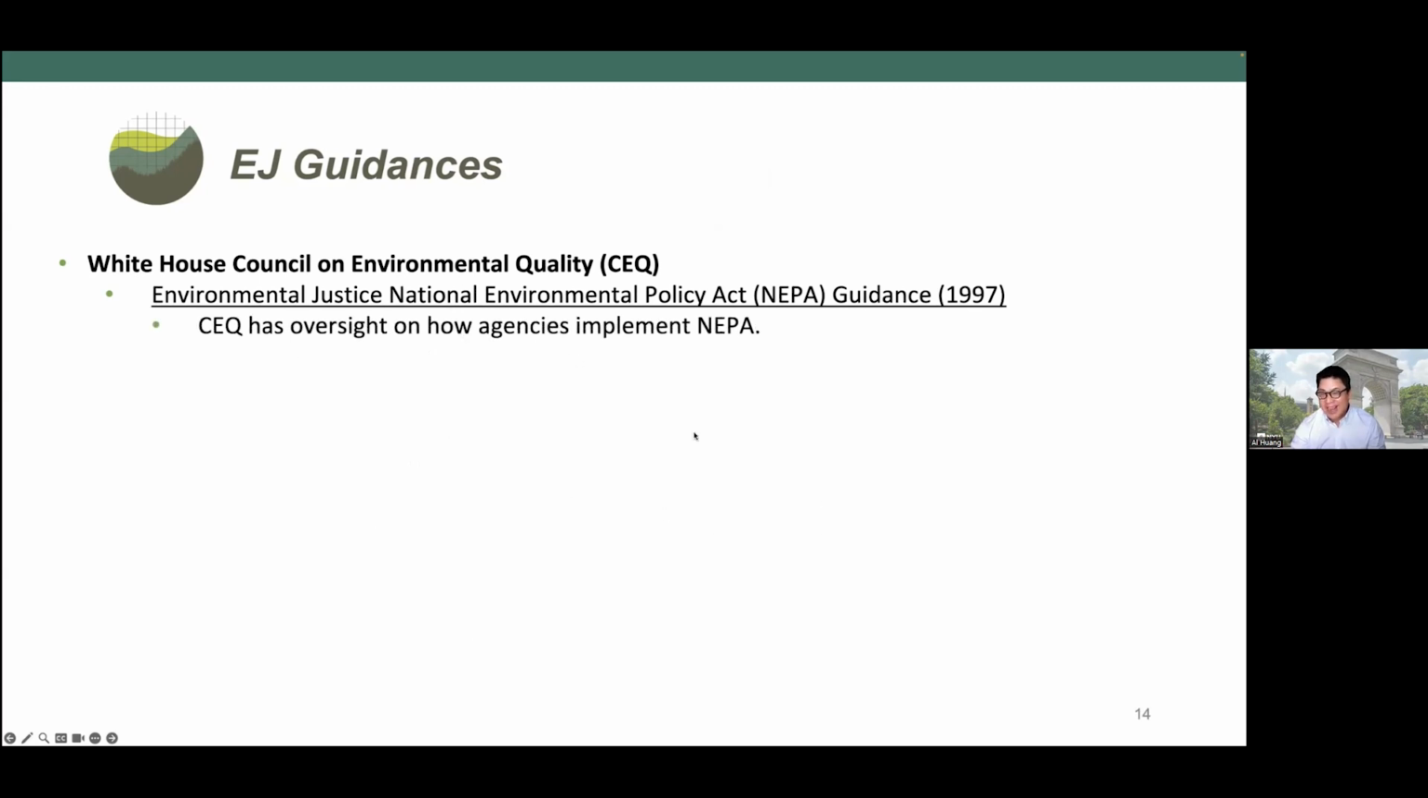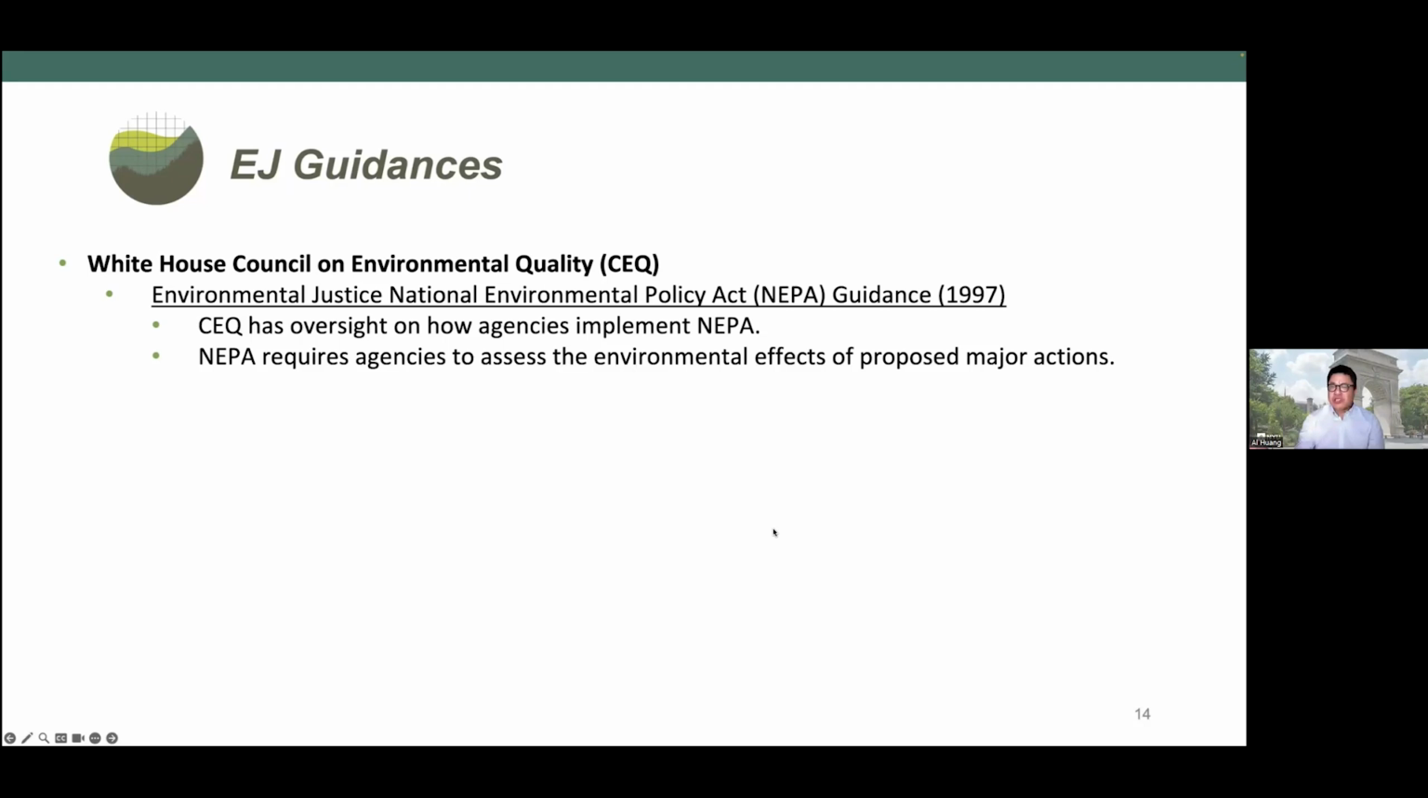CEQ has oversight on how agencies implement NEPA, which is this landmark environmental law. It requires agencies to assess the environmental effects of proposed major actions. So for major federal actions that may significantly affect the environment or human health, you have to go through a process of considering what those environmental effects are. This guidance provided specific recommendations on how to consider EJ in that NEPA process. So this would apply to things like highway projects, dredging of bays, things like that.